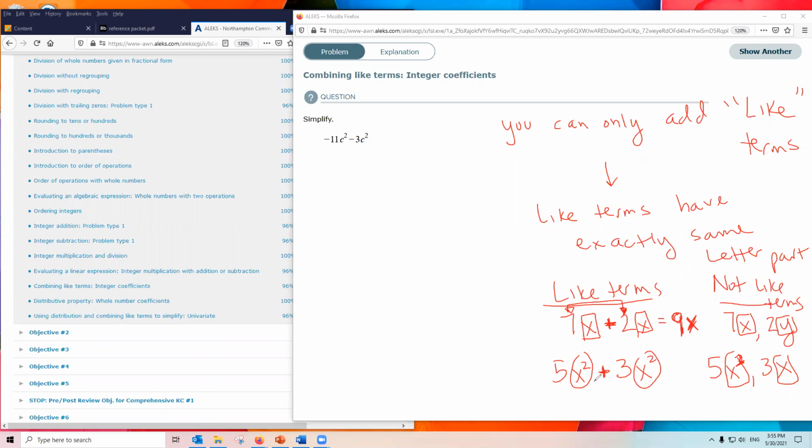How about 5x to the 2 plus 3x to the 2? Well, you keep the x part the same. So I'm going to leave the x to the 2 as is. And then I'm going to add together the numbers in front, 5 plus 3. That gets me 9.